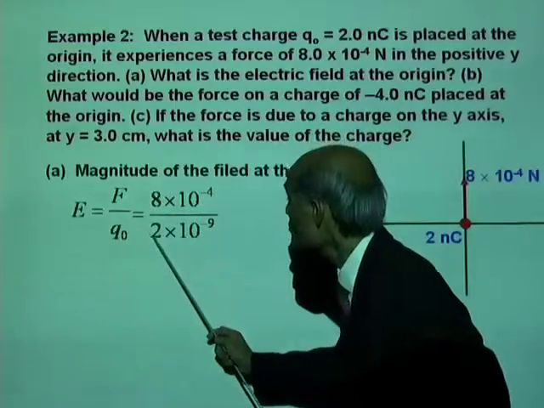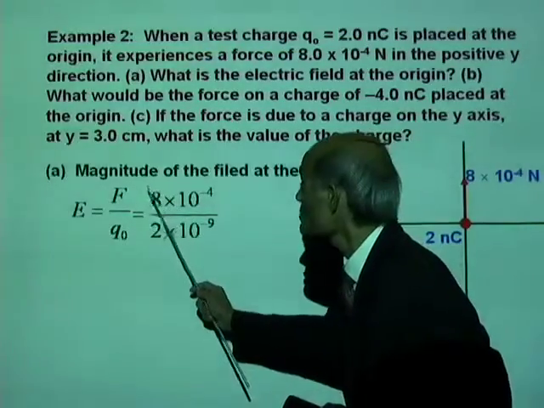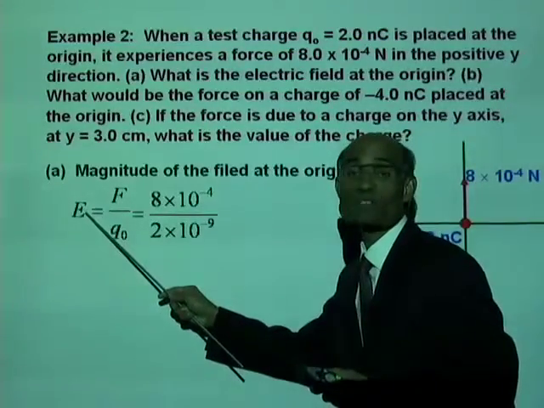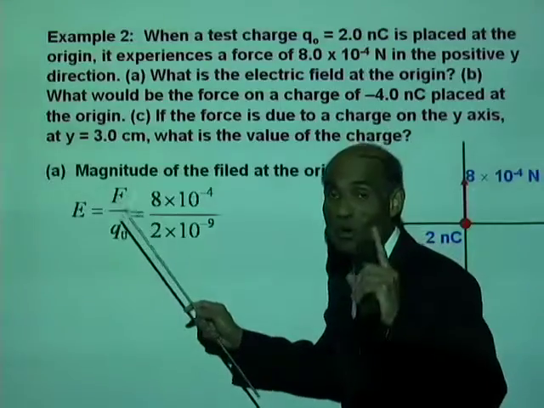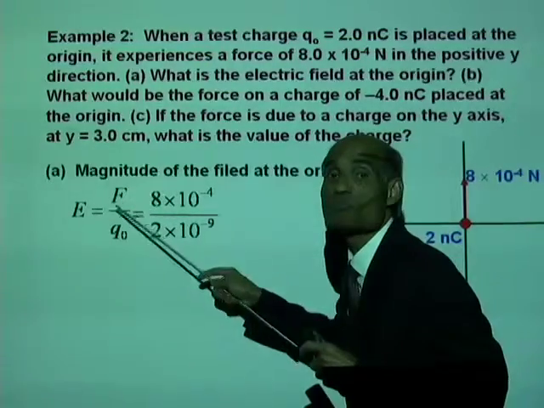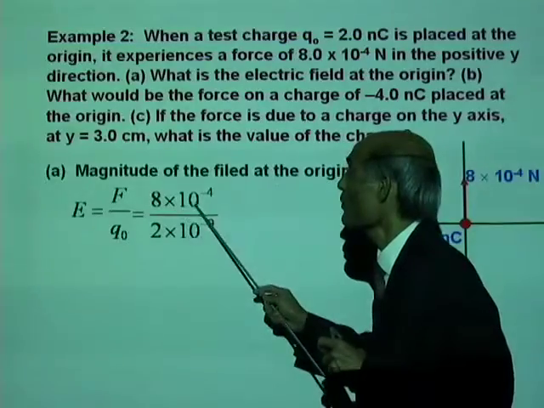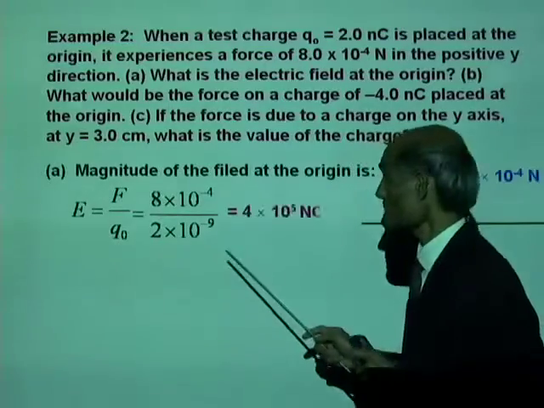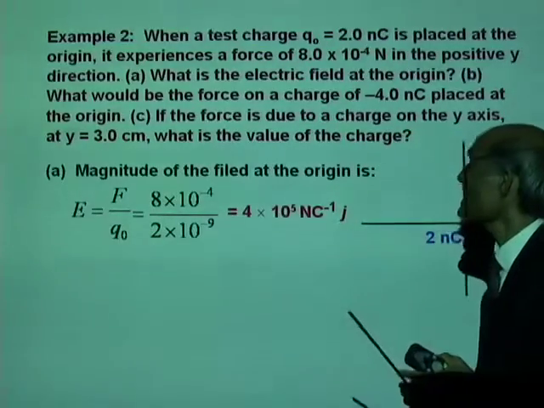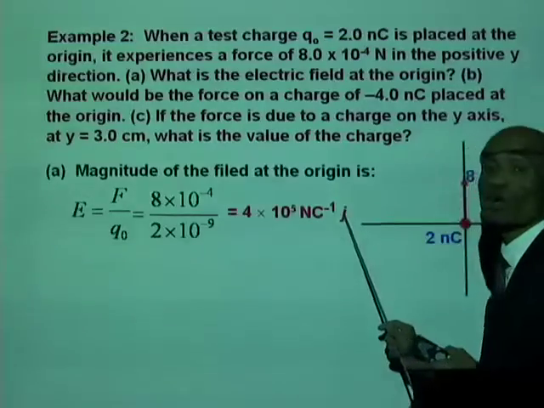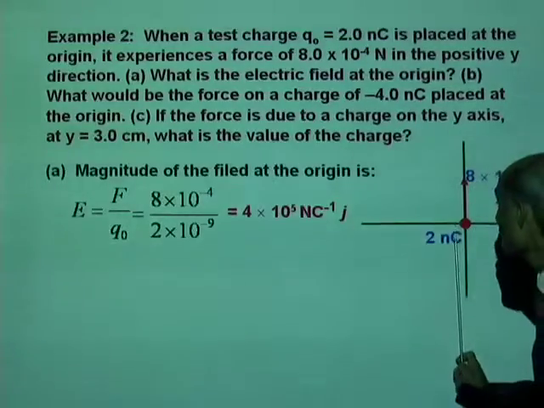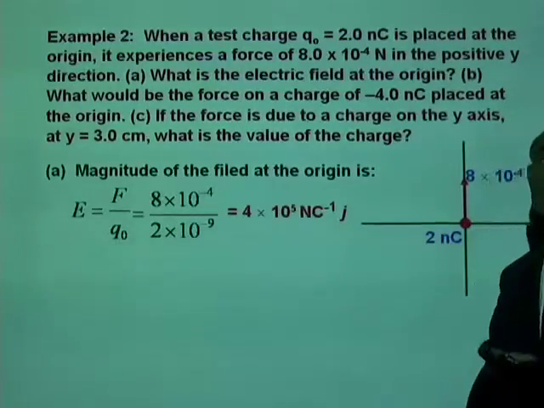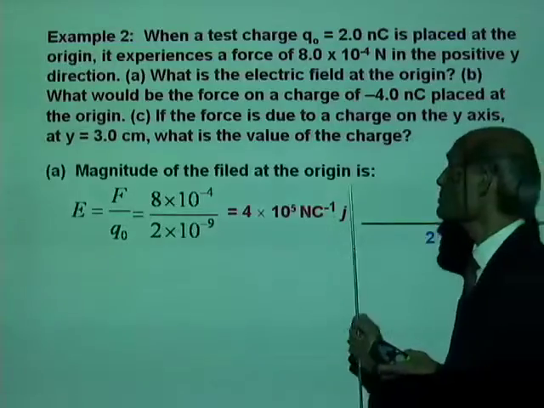So a charge 2 nanocoulomb experiences a force of 8 times 10 to the negative 4 Newton. Therefore, the electric field at the origin, which is responsible for that force, is force per unit charge. That is force divided by the charge. Convert the charge to coulomb. And that is 4 times 10 to the 5 Newton per coulomb. So that electric field is in the positive y direction and its magnitude is 4 times 10 to the 5 Newton per coulomb.